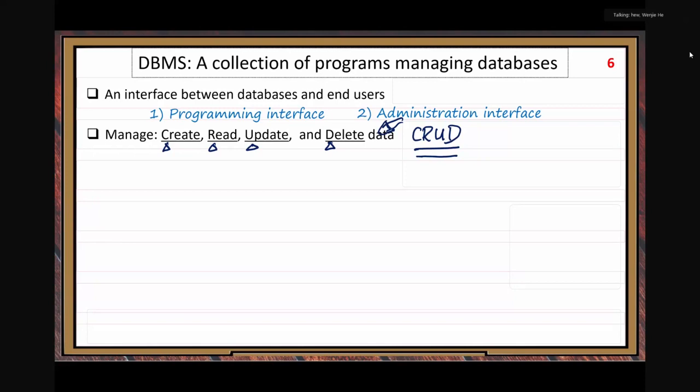So let me explain why you see this difference. We want to include the create part, because it's important: create new databases. But why do we skip insertion? Here you can see these four, and we skip the insertion operation. Actually, we do not skip.